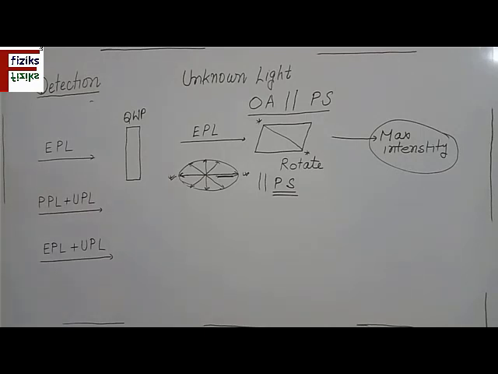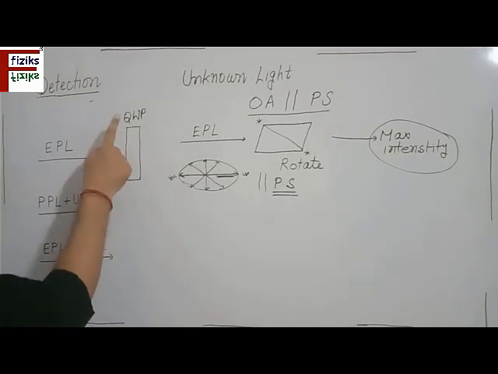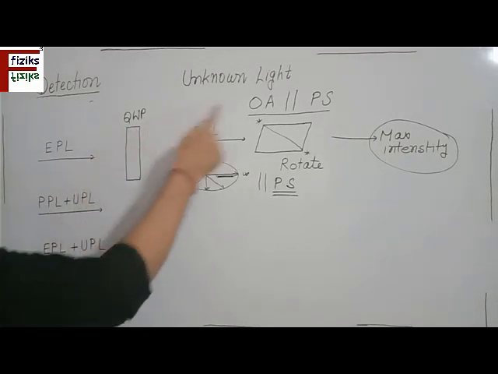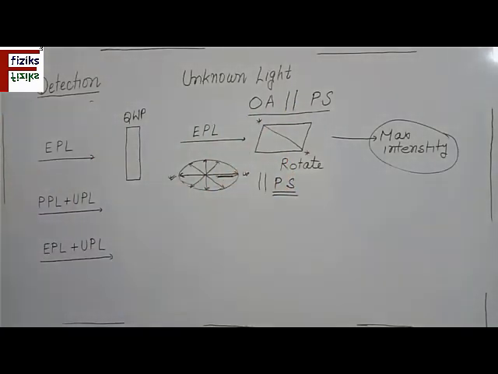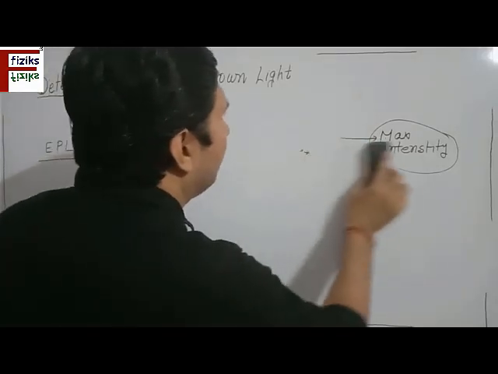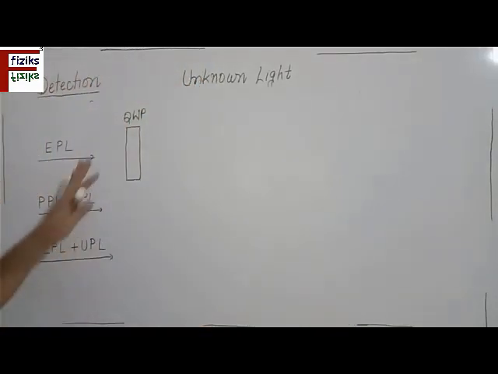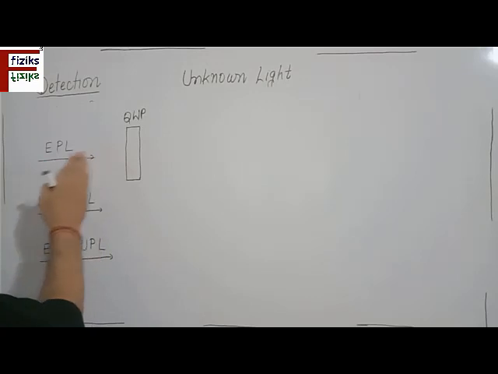We will note down that position, and then that rotating Nicol will be replaced by the quarter wave plate in such a way that its optic axis becomes parallel to the principal section of the rotating Nicol. Now what will happen here? So this is the first procedure. In this way, we will place this quarter wave plate in front of the unknown light.